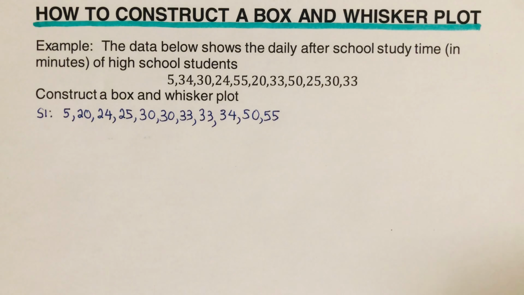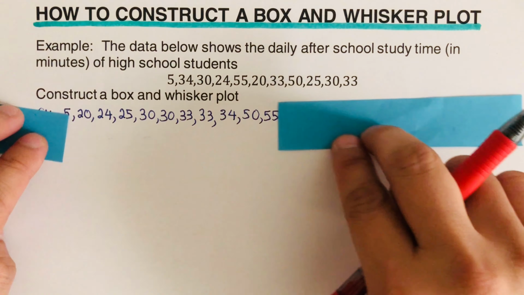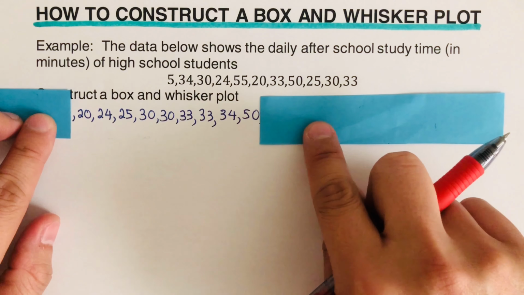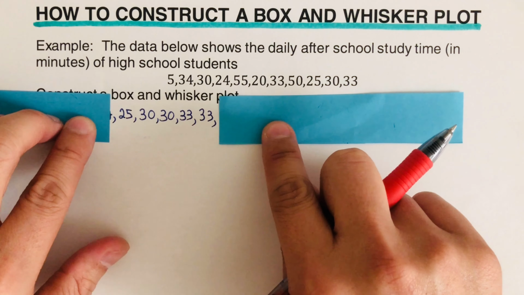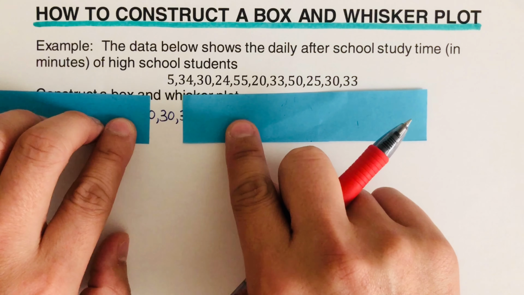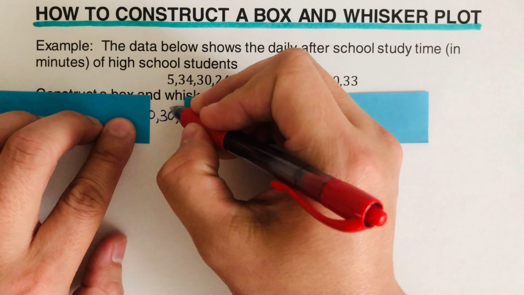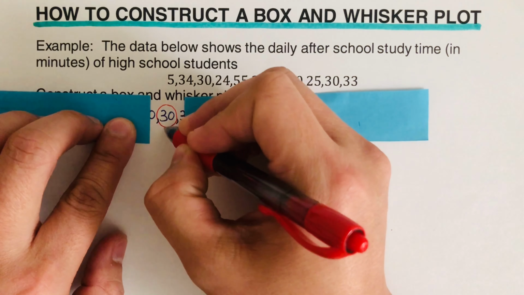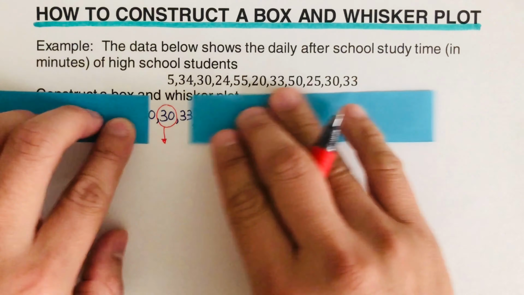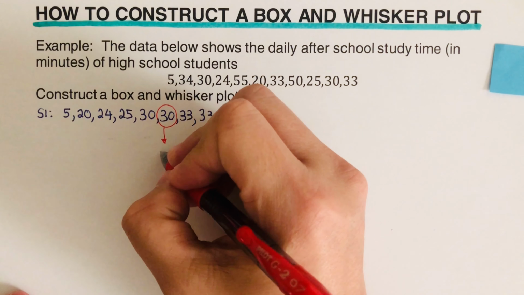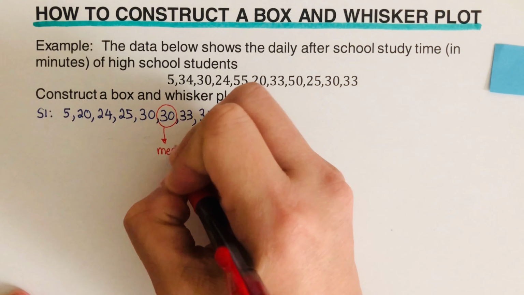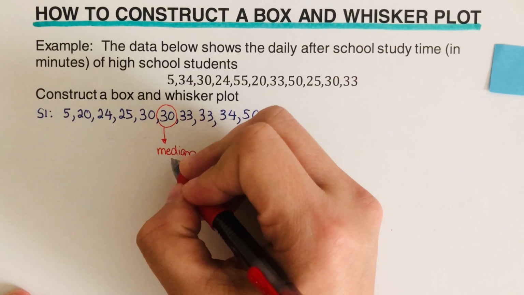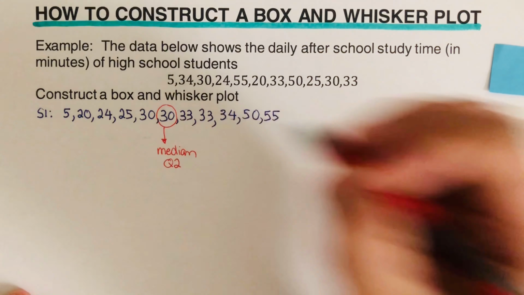Now the next part of this step is to determine the Q1, the median, and Q3. In order that we can determine the median first, or the Q2, we go ahead and cover both ends. We cover until we get the middle. So in this case right here, 30 is our median. So I'm going to label this as median, or otherwise our Q2, or the second quartile.